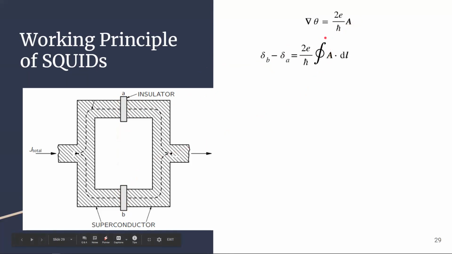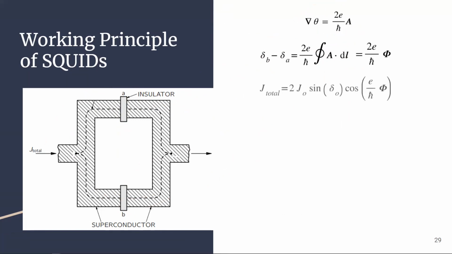And then for the complete loop, by taking the integral of this term and then merging them together, I can write this expression. But then again, the integral around this complete closed loop of the vector potential would just give me the flux through the loop. So now I have a relation of the phase difference for both of the junctions and the flux going through the loop.